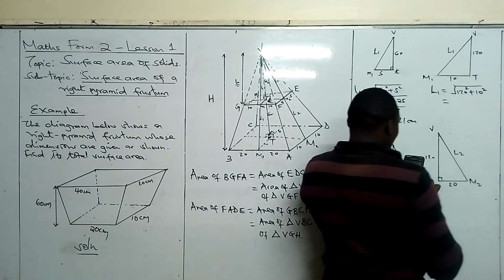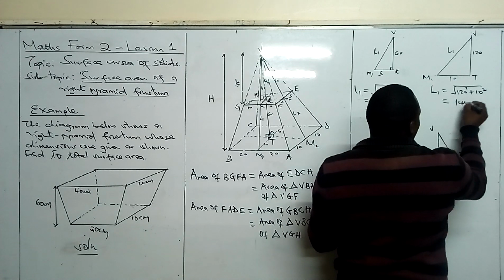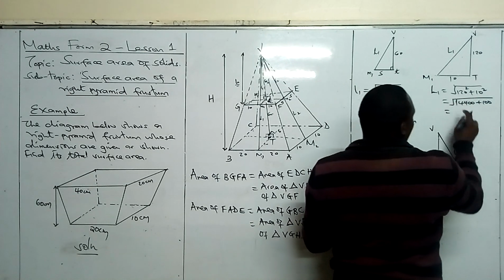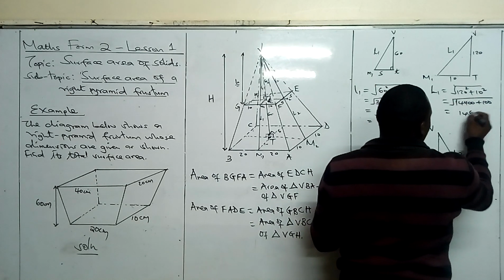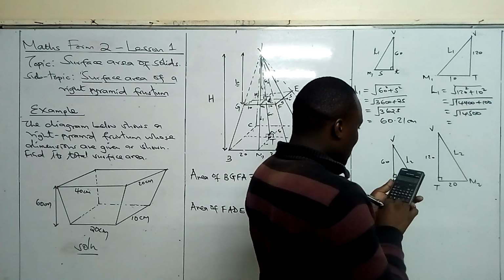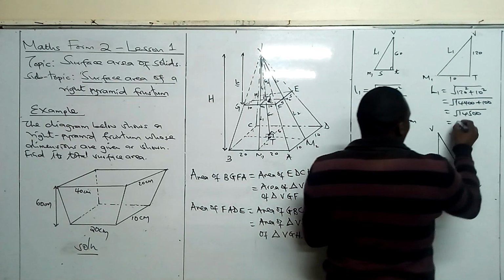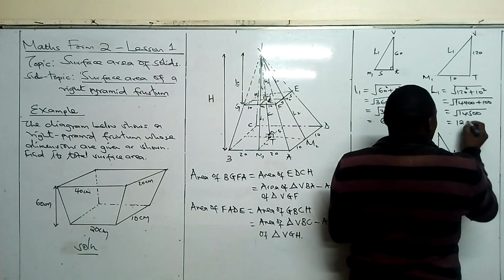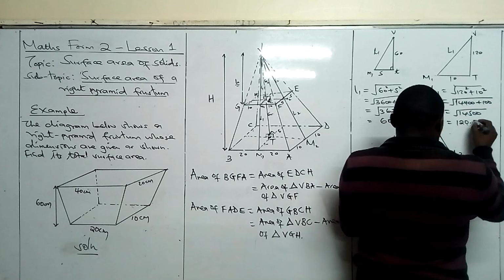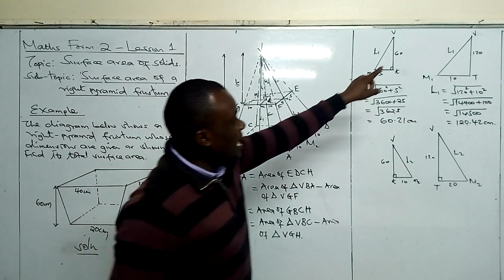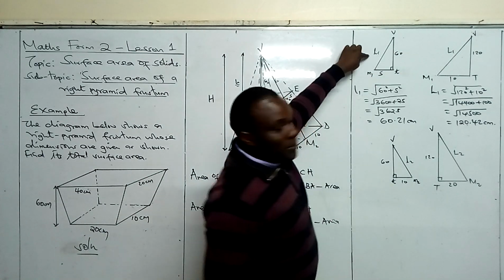which is equivalent to 14,400 plus 100. When you add these two, you get 14,500. So what is the square root of 14,500? You get 120.42 centimeters. So that's how we obtain capital L1 and small l1.